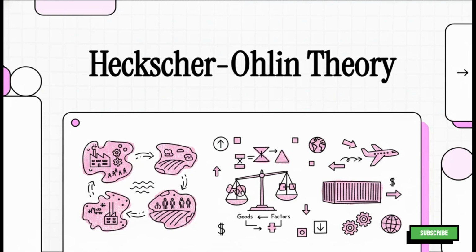All right, today we are going to tackle one of the biggest ideas in international economics, the Heckscher Ohlin theory. It's all about answering a super fundamental question. Why do some countries make certain things while other countries make completely different things?